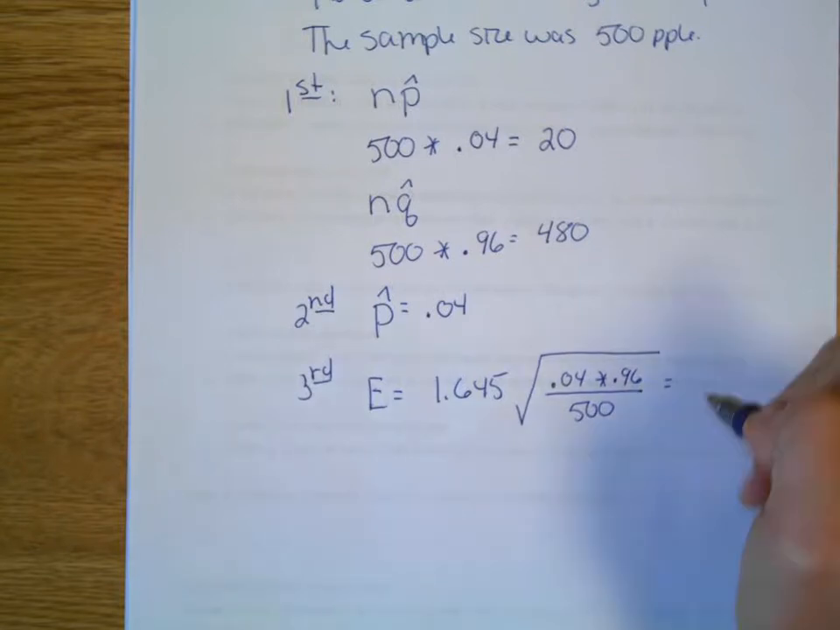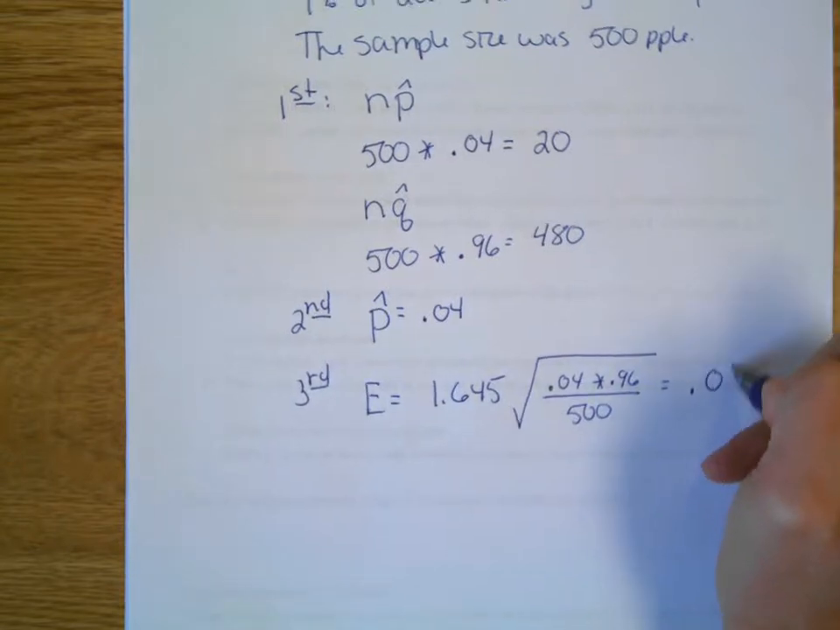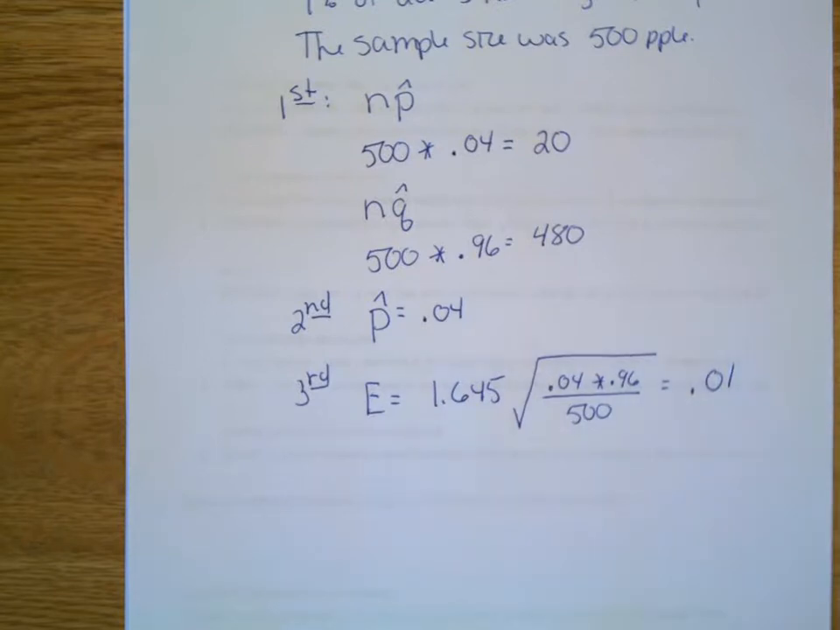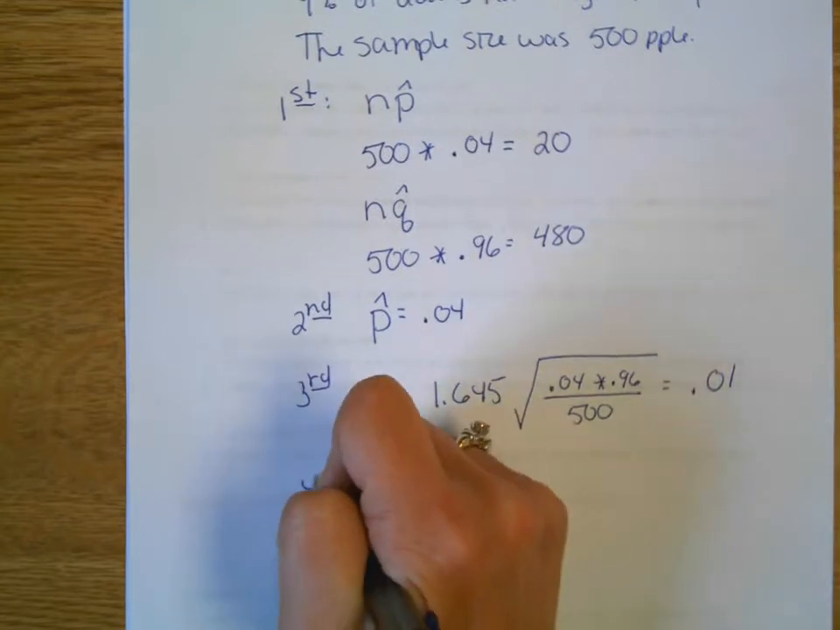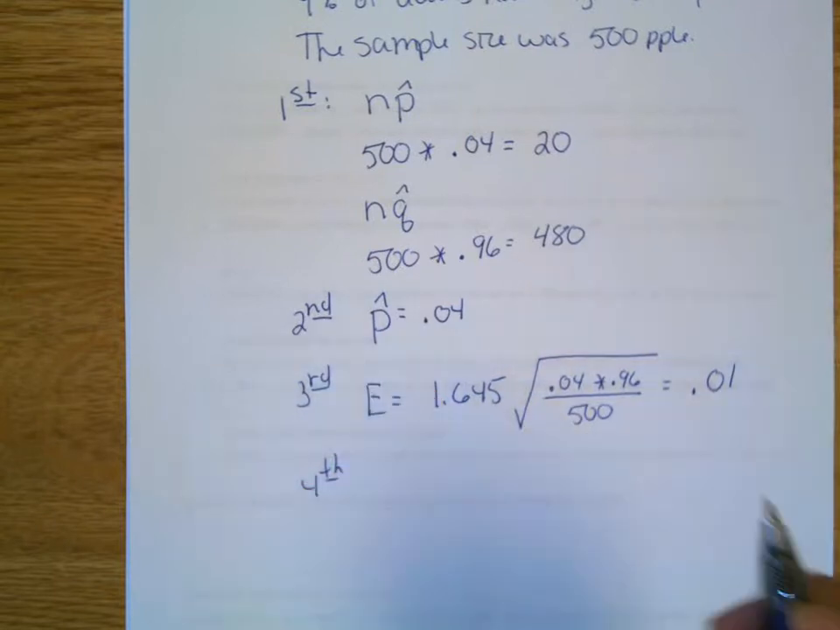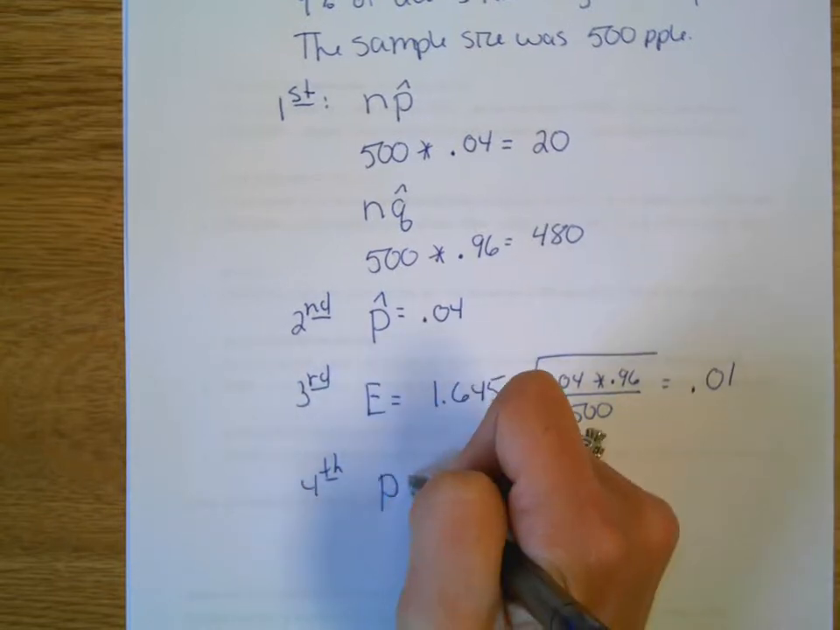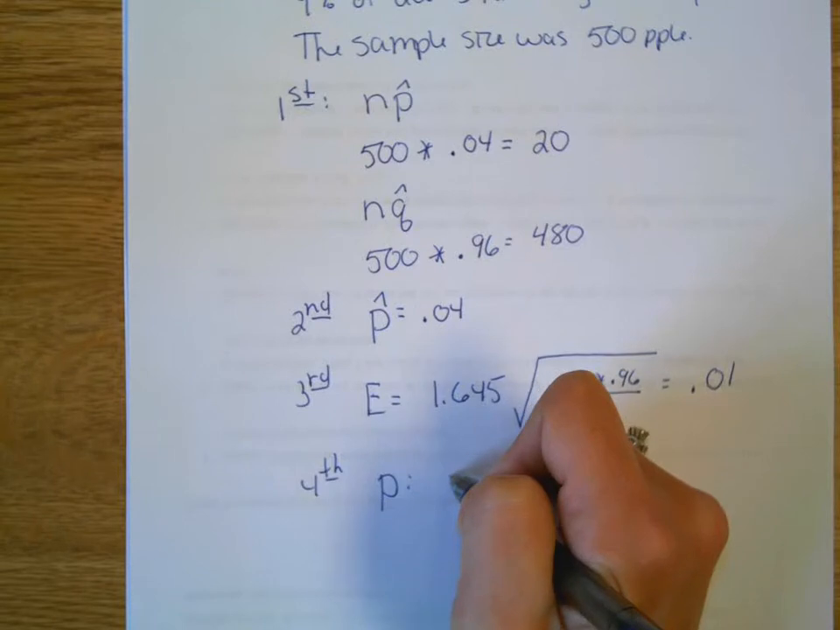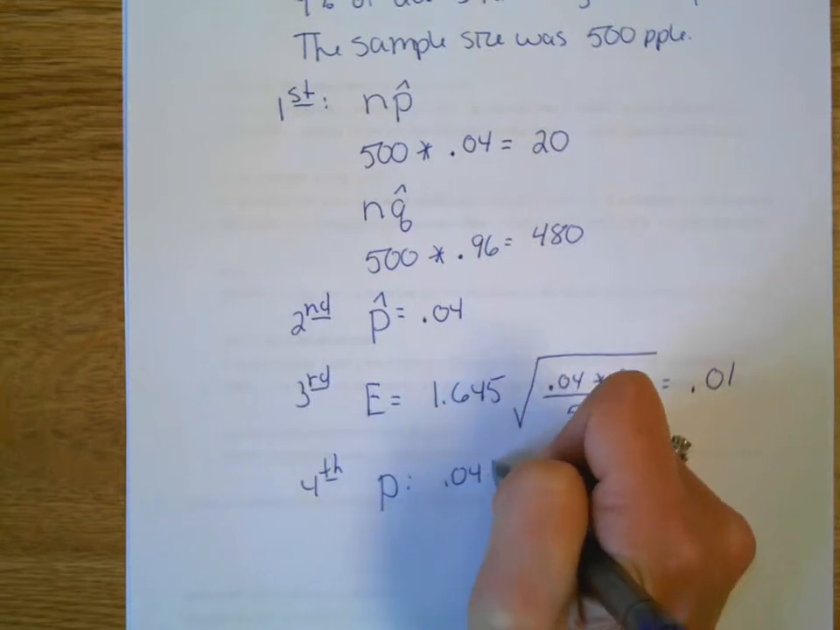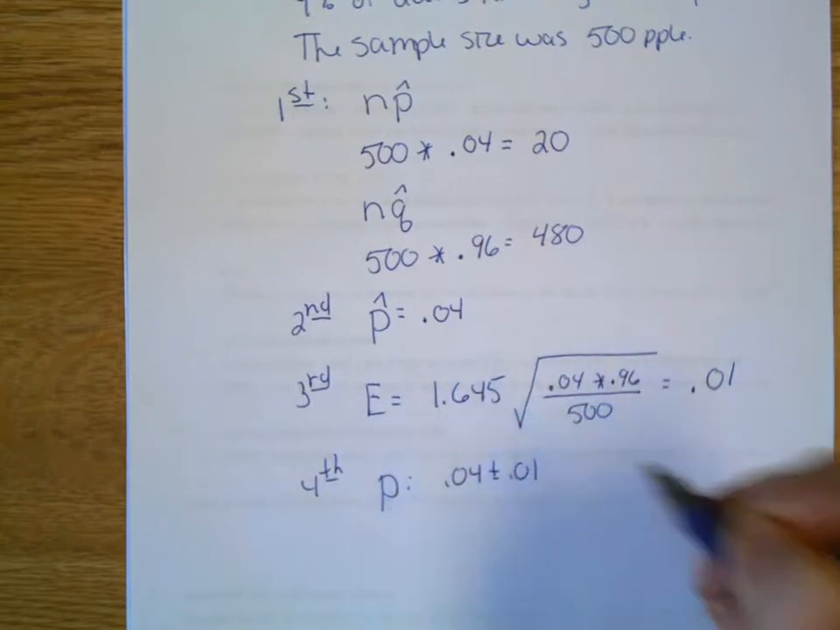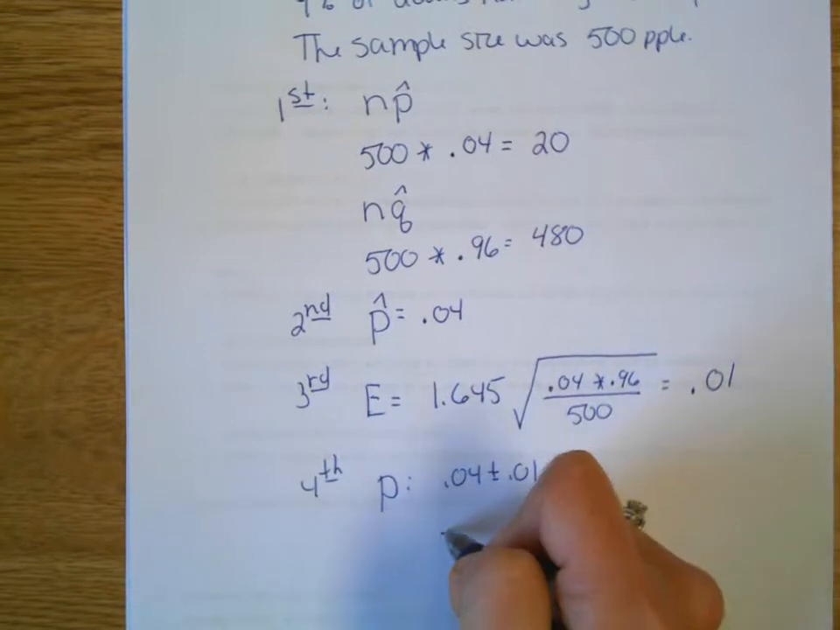Oh, 1% again? So then our interval for the percent of the population that will have high blood pressure is between 3 and 5%.